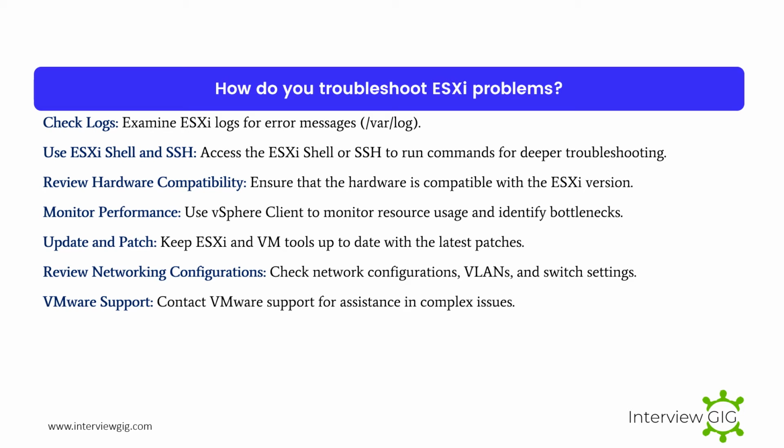Review hardware compatibility. Ensure that the hardware is compatible with the ESXi version. Monitor performance. Use vSphere client to monitor resource usage and identify bottlenecks. Update and patch. Keep ESXi and VM tools up to date with the latest patches. Review networking configurations. Check network configurations, VLANs, and switch settings. VMware support. Contact VMware support for assistance in complex issues.